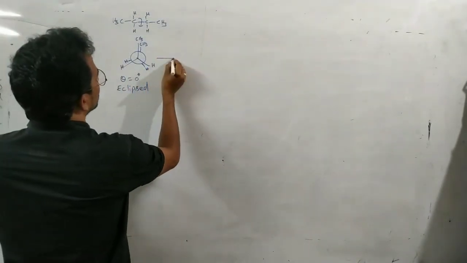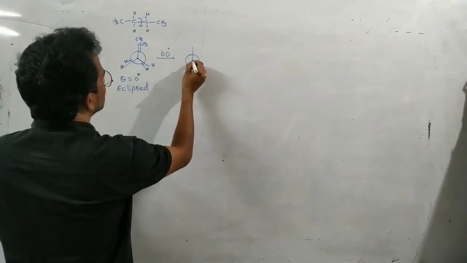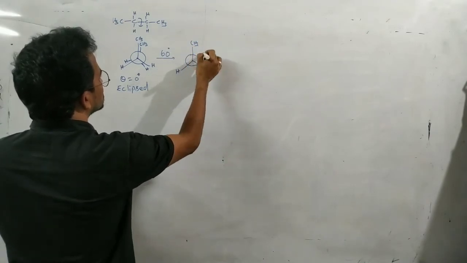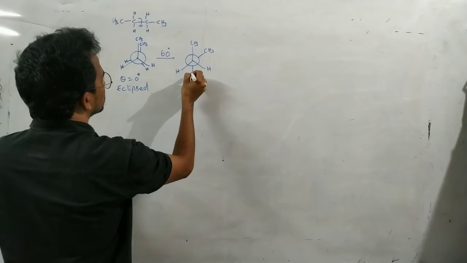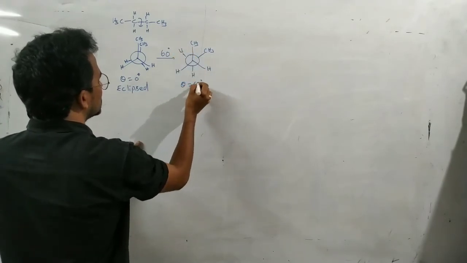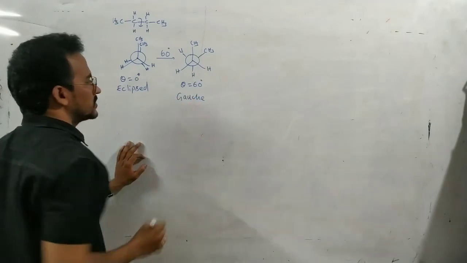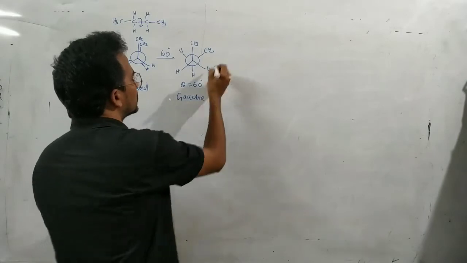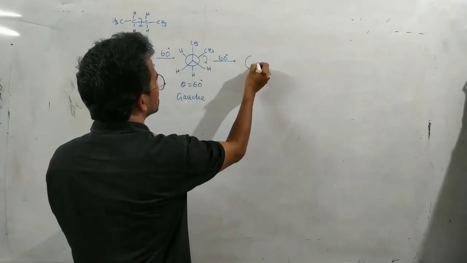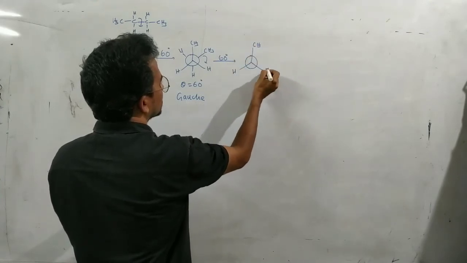Now here, rotate the rear carbon 60 degrees. That means your rear carbon is rotated about 60. Okay, here theta is 60 degrees and this is called a gauche conformation. Okay, gauche conformation. Now here rotating another 60. Okay, another 60. So again we will get an eclipsed conformation.